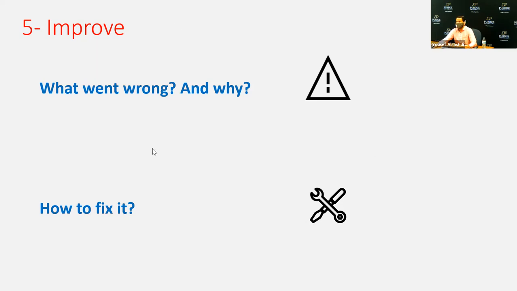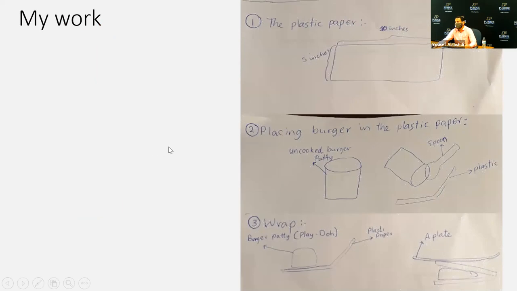Now, as Dr. Noblish said, use a tool also. This is my design that I have done before. This is what I drew before I started building my design. In the first one, I wanted to calculate the cost. I said, okay, 5 inch and 10 inch long. This is the plastic wrap or plastic paper. The second one, this is the patty, the actual uncooked burger. I'll use a spoon and not touch it, and place it in the plastic paper. In the third one, I'll press it by using a plate.